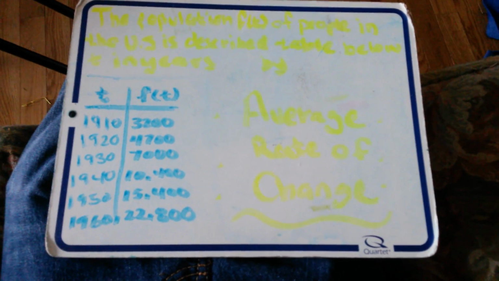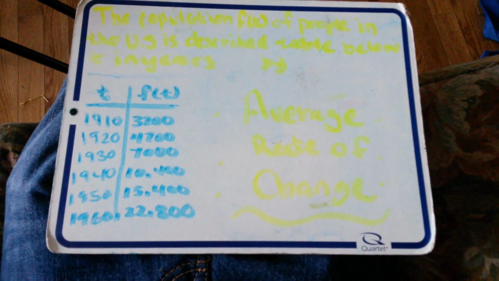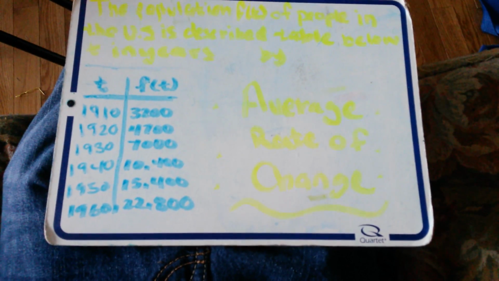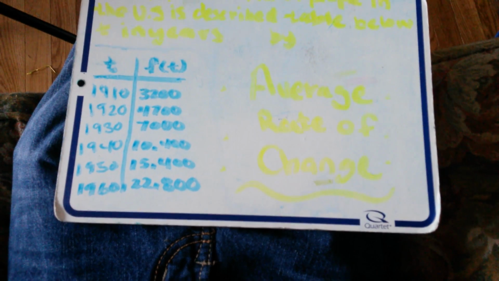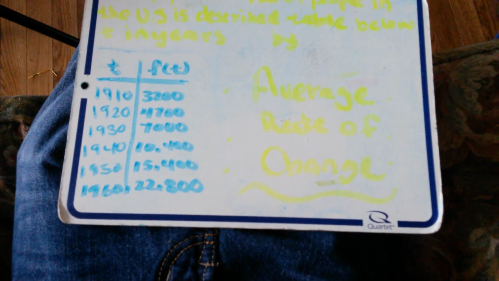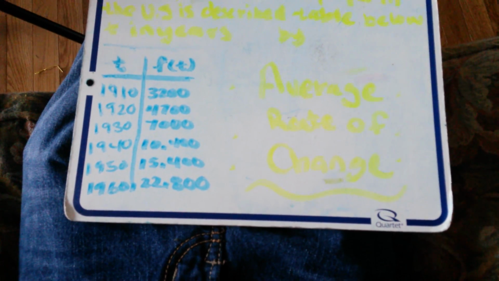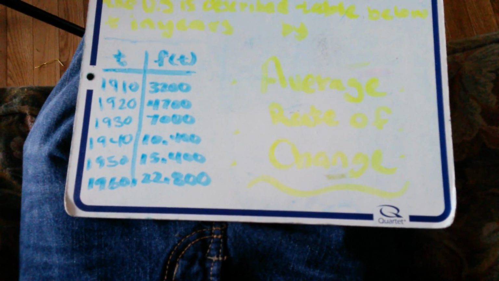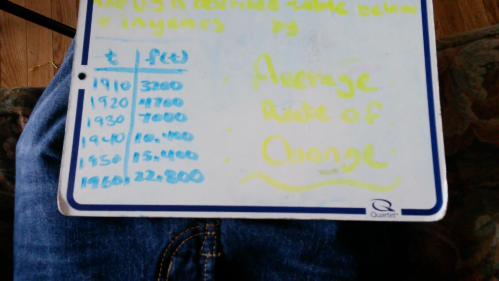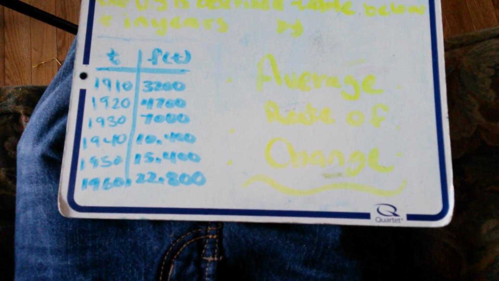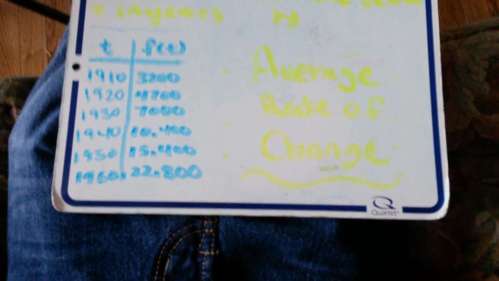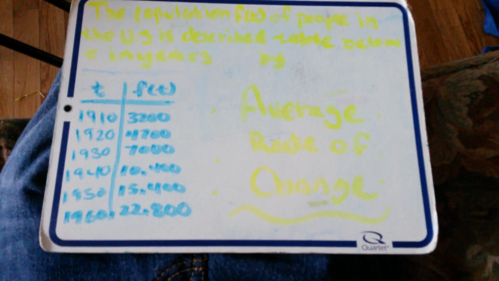The population f(t) of people in the US is described by the table below, with t in years. Okay, I'm going to read the table to you too. You see t is years, 1910, 1920, 1930, 1940, 1950, 1960. For 1910 there's 3,200, 4,700, 7,000, and etc. You can see that, obviously.